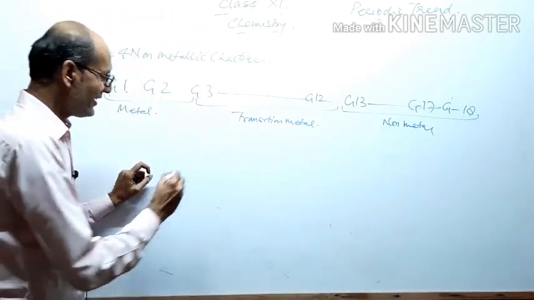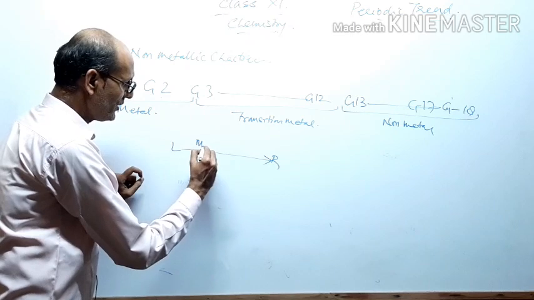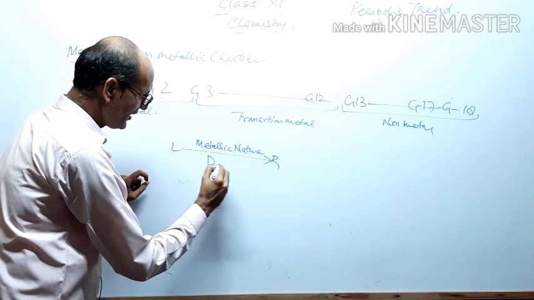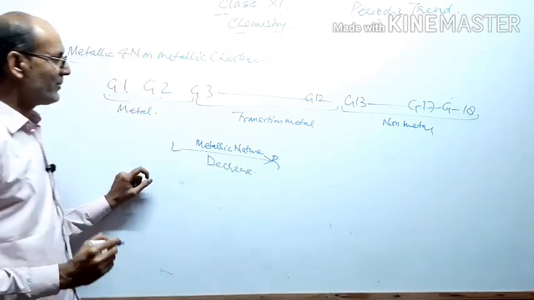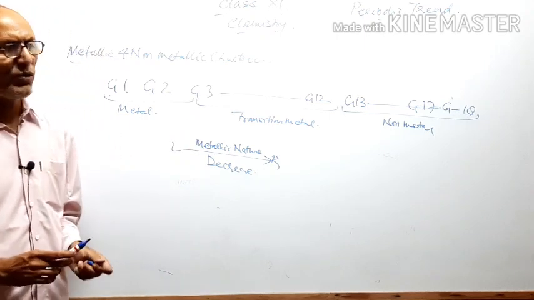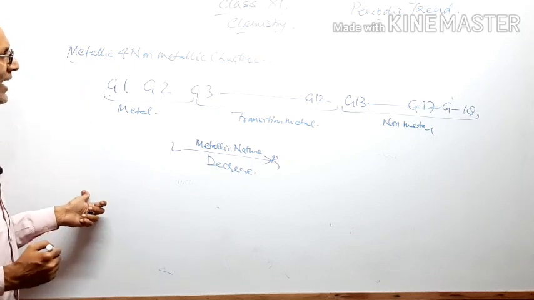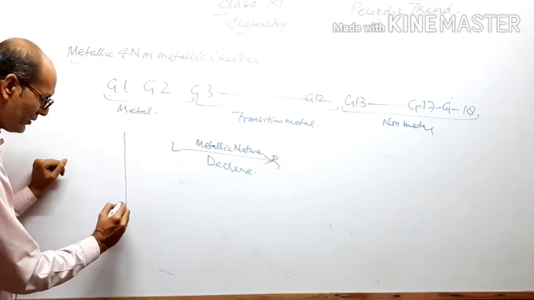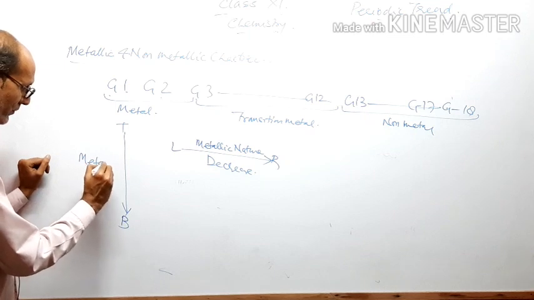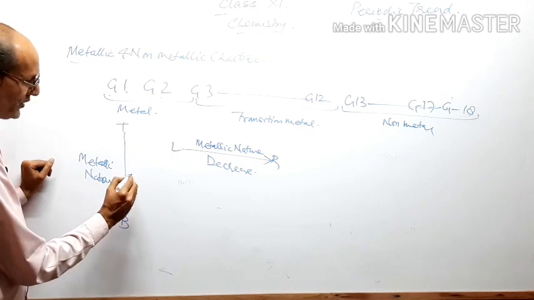So you can say easily that on moving from left to right, metallic character or metallic nature decreases. That means group 1 elements are most metallic while group 17 elements are most non-metallic. If you move from top to bottom in any group, metallic character, metallic nature increases.